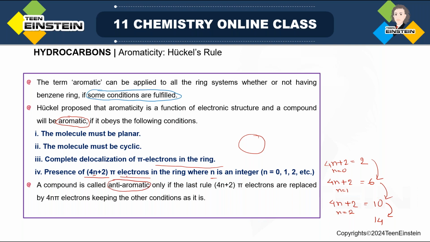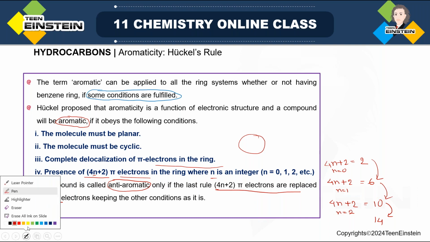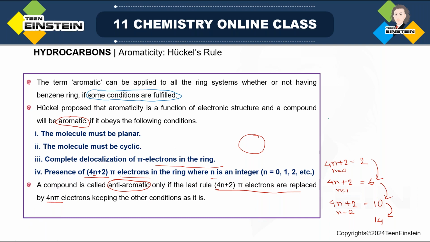Now for anti-aromatic also, all the rules are basically the same, just like you have seen these 4 rules. Only the last rule will be replaced. 4n plus 2 will be replaced by 4n pi. Otherwise, the first 3 conditions are as they are. Now, when it is 4n pi, try to understand the difference. N value 0 means this is 0. 4n pi is equal to 4 when n value is 1.